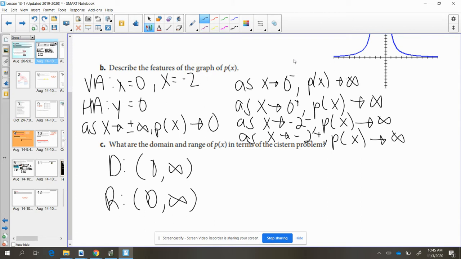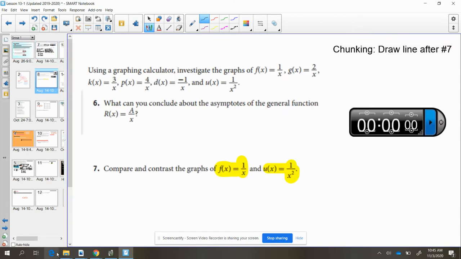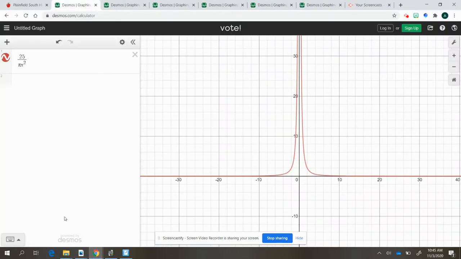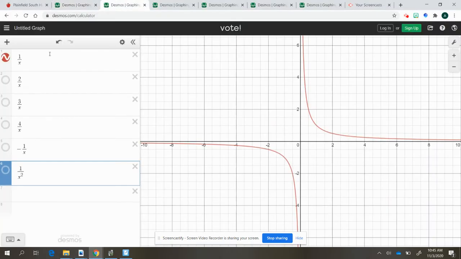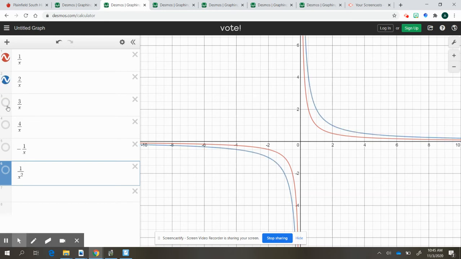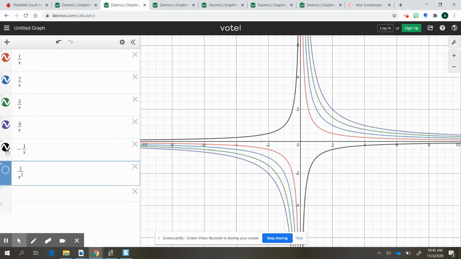So what this is asking us to do then from here is compare more graphs. What I have graphed for us here, on this particular one, they asked us to compare and contrast a bunch of different graphs. If we look at each of these graphs, we're just changing the numerator to be a different value.